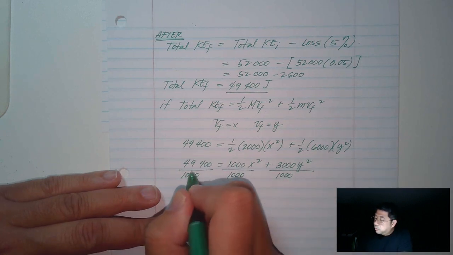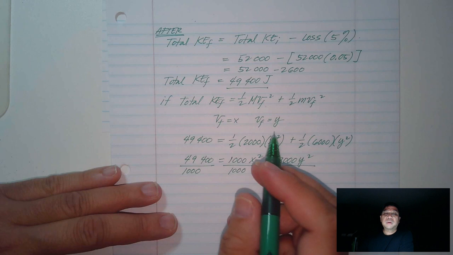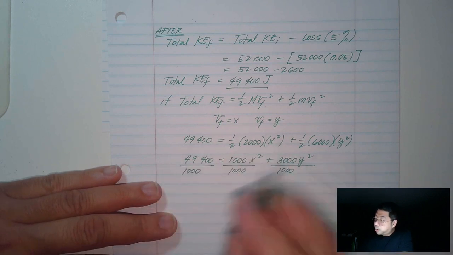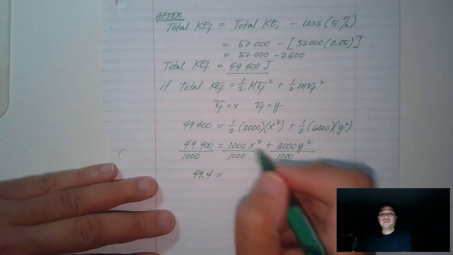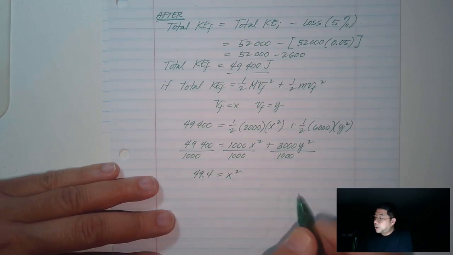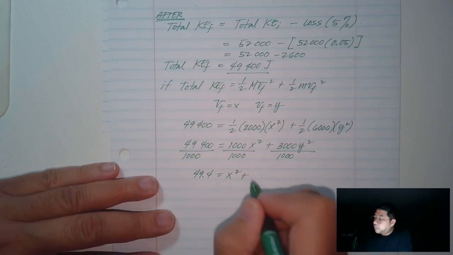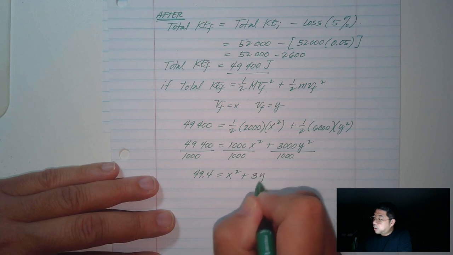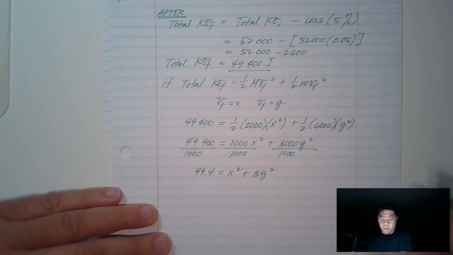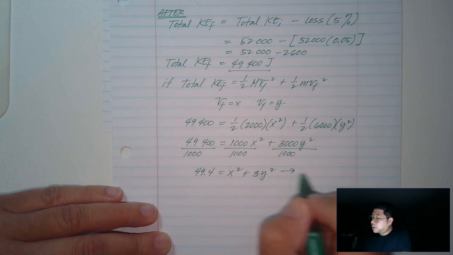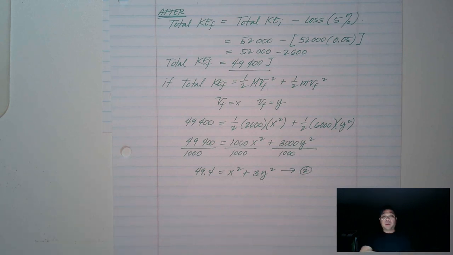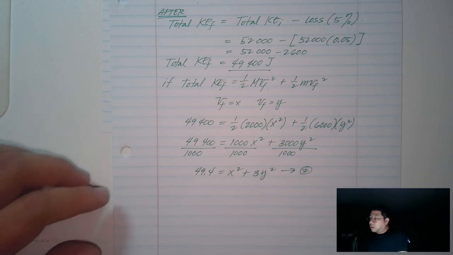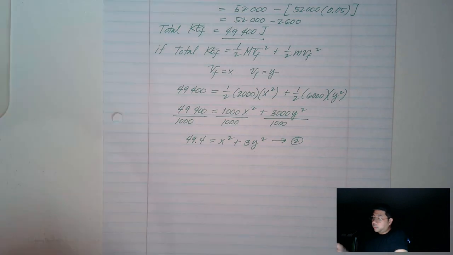So 49,400 divided by 1,000 will give us 49.4. 1,000 divided by 1,000 is 1, so x squared. 3,000 divided by 1,000 is 3y squared. So this will be our second equation.